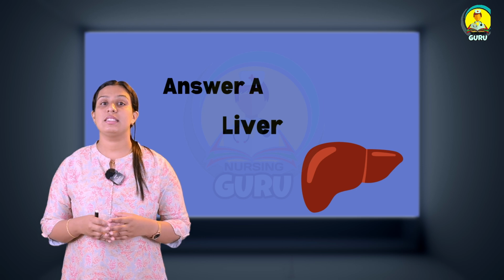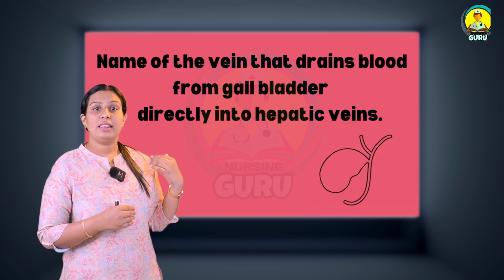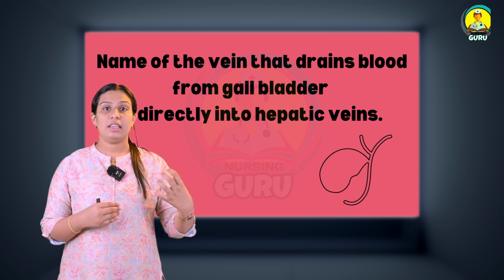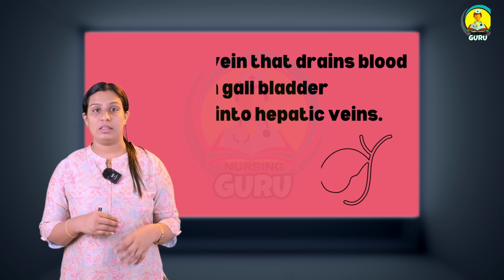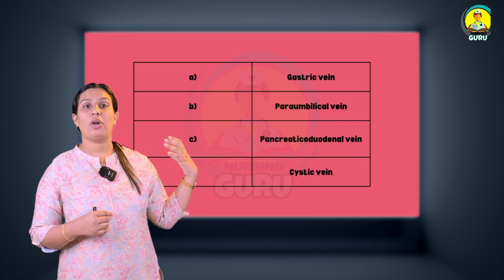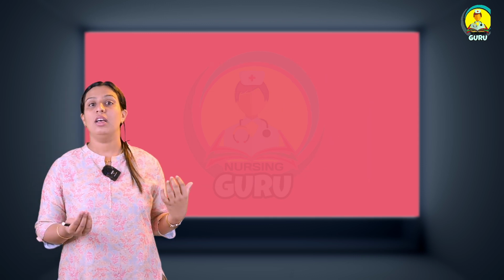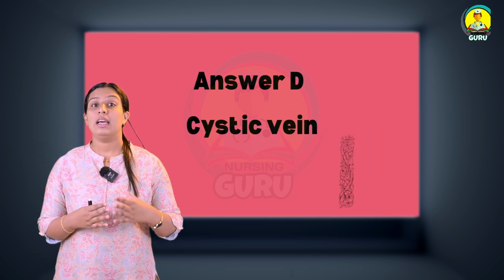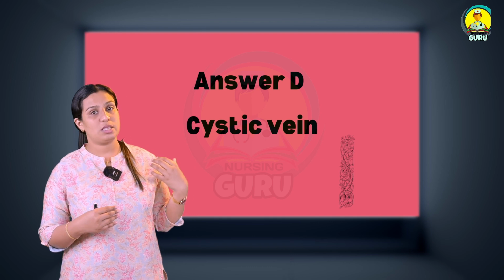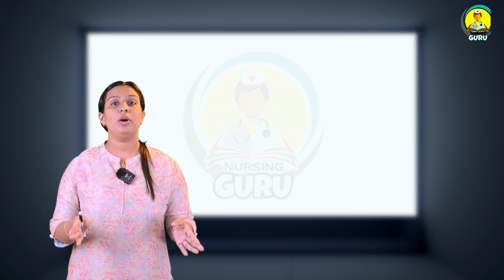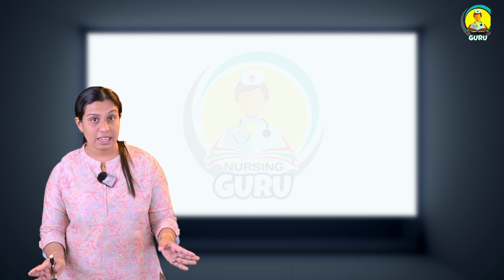Okay, next is, name the vein that drains blood from the gallbladder directly into the hepatic veins. So the 4 options, here you can see gastric vein and others, 4 options are there. Okay, check with the 4 options. Here cystic vein, the last one, option D, is the right answer. All right, I hope this much is clear.